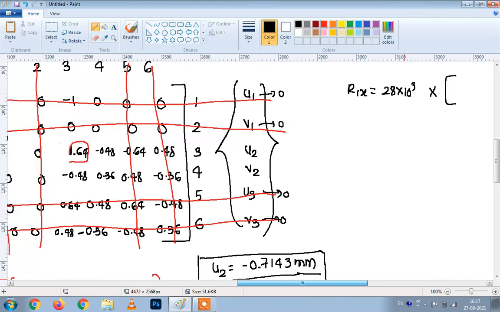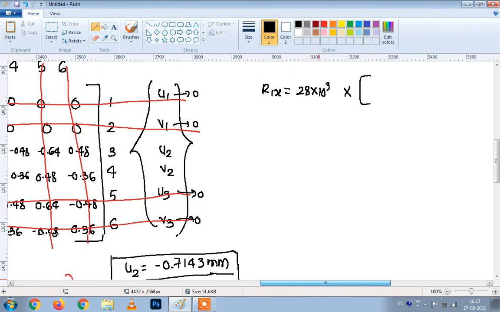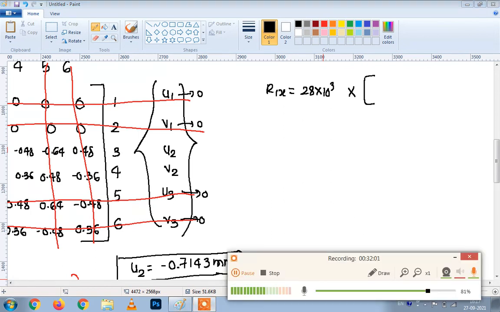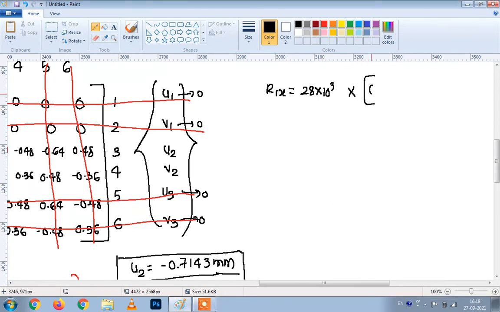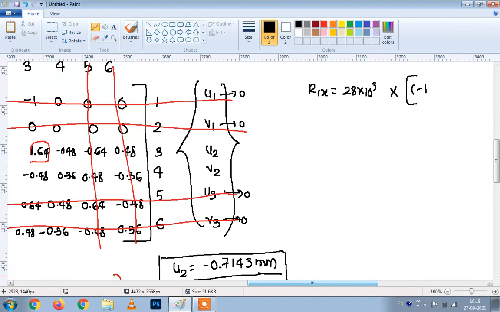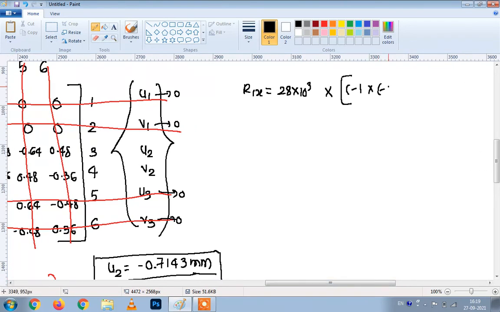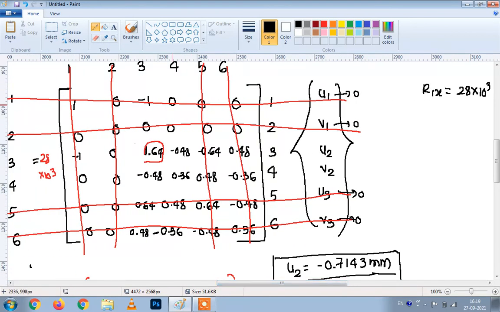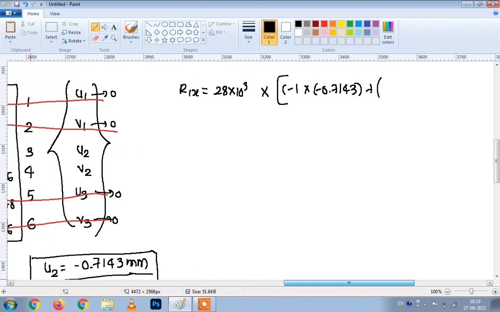So for calculation, -1 into u2. Just a minute. So we are writing here -1 into this u2. I will directly write down the value of u2 here so that the length of this video can be reduced, and plus we will add here, the second element is 0, so 0 into v2 will become 0 only.